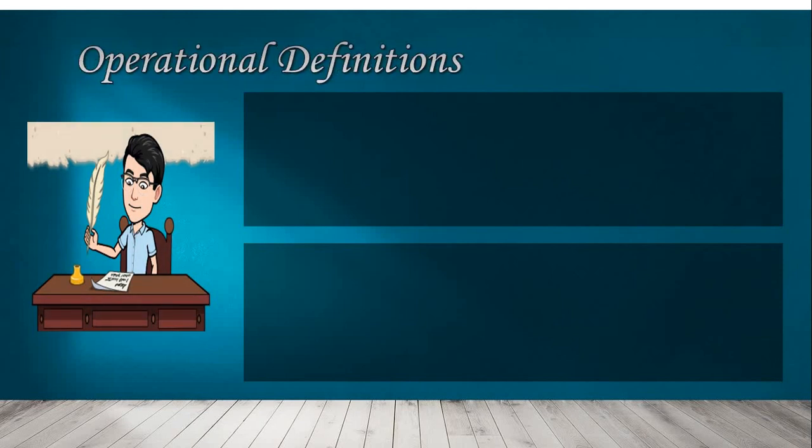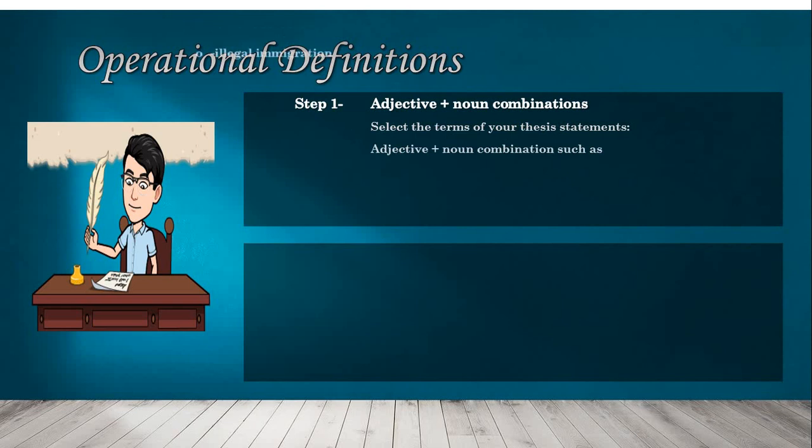In addition, here are other suggestions in formulating definitions. Step 1, we have the adjective plus noun combinations. Select the terms of your thesis statements such as illegal immigration, school uniforms, campus romance. So as you can see, here are the examples of adjective plus noun combination. Illegal is the adjective followed by the noun. So illegal modifies immigration, school modifies uniforms, campus modifies romance.